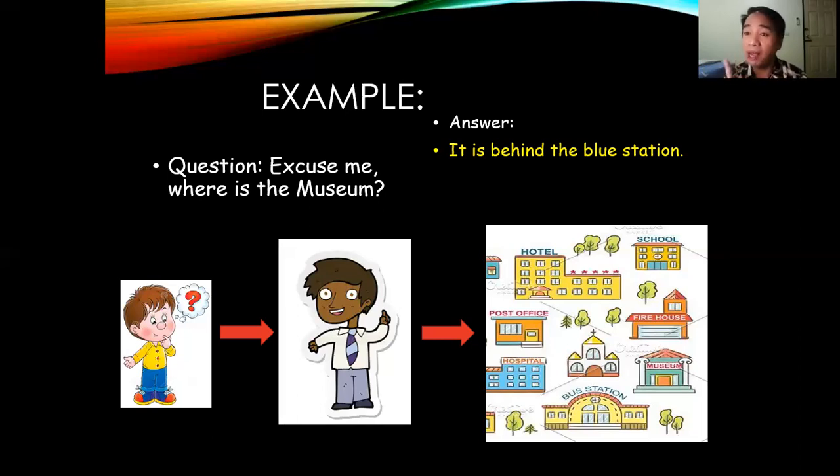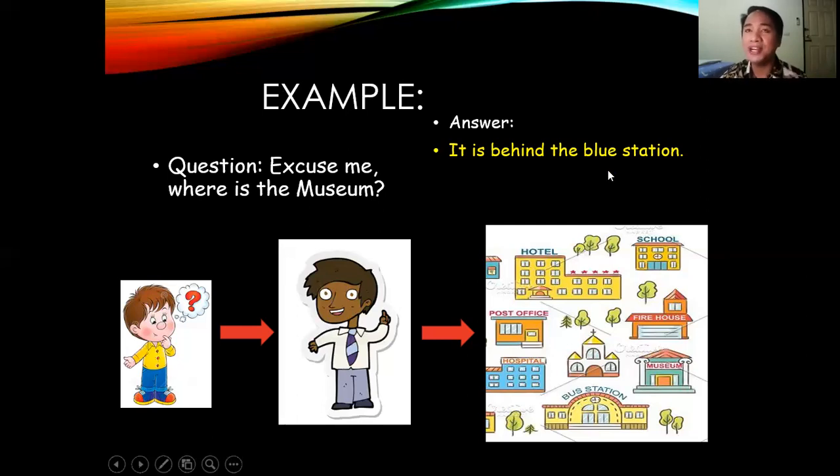Okay, so it's very important to know the landmark. Landmark meaning the specific building or the known building near to the place that you want to go, so that you can locate it accurately. Okay, so it is behind the bus station. The museum is located behind the bus station. This is the bus station and this is the museum. Okay, that's how you answer.